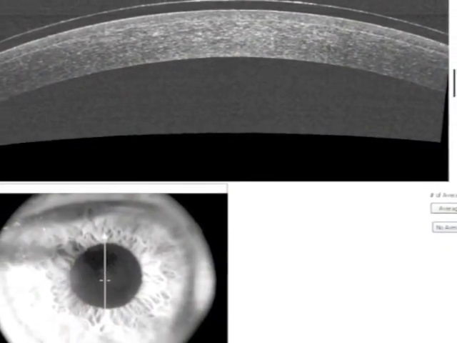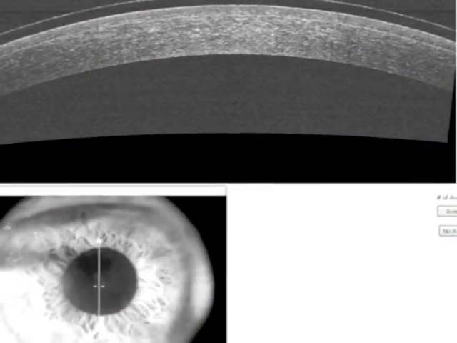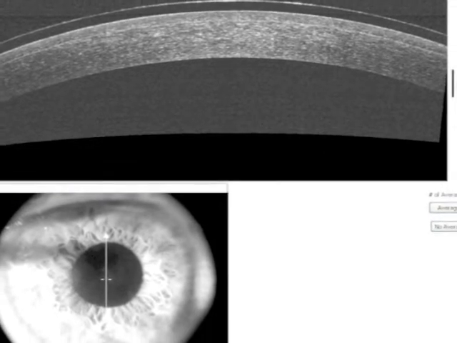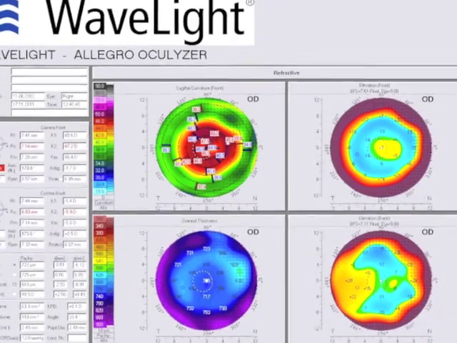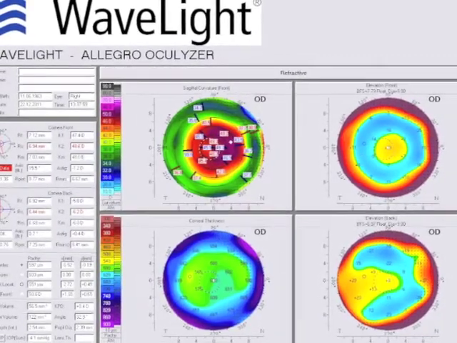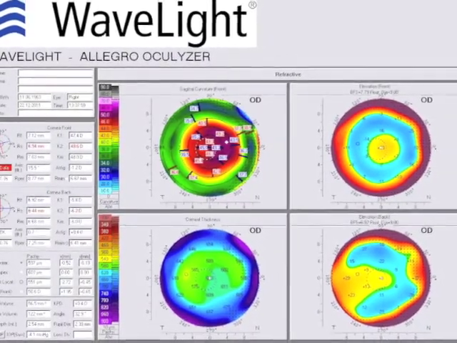This is the patient the day immediately after the surgery. You can see the bandage lens and the hyper-reflective interface. You can see here the patient postoperative at 1 week and at 1 month, very stable refractive result, 20/20 uncorrected despite the high correction.